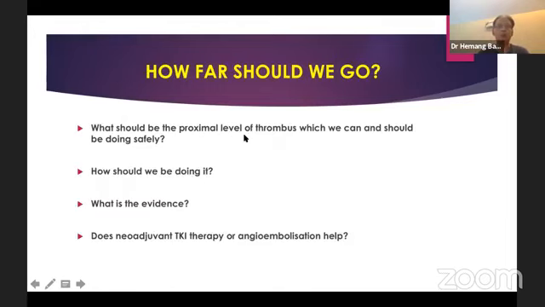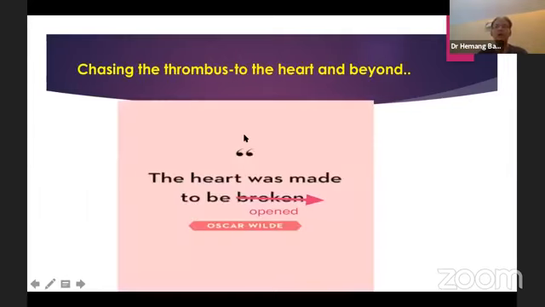Now, the key question, I have addressed this in 4 parts. 1, what should be the proximal level of thrombus which we can and should be doing safely, surgically? How should we do it? What is the evidence for it? And do a couple of things help, like neoadjuvant medical therapy or angioembolization? And to start with, chasing the thrombus, the heart was made to be opened, to change Oscar Wilde's statement, but it should be chased beyond the heart, right up to the pulmonary artery, as I'll be able to show you in a few slides subsequently.